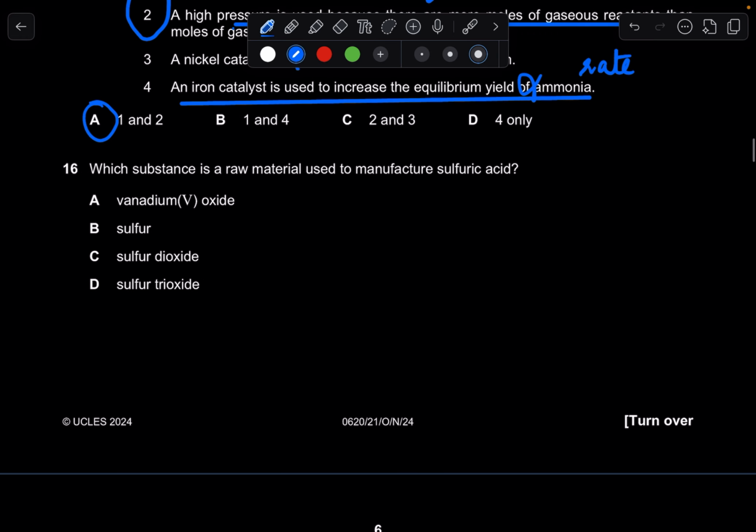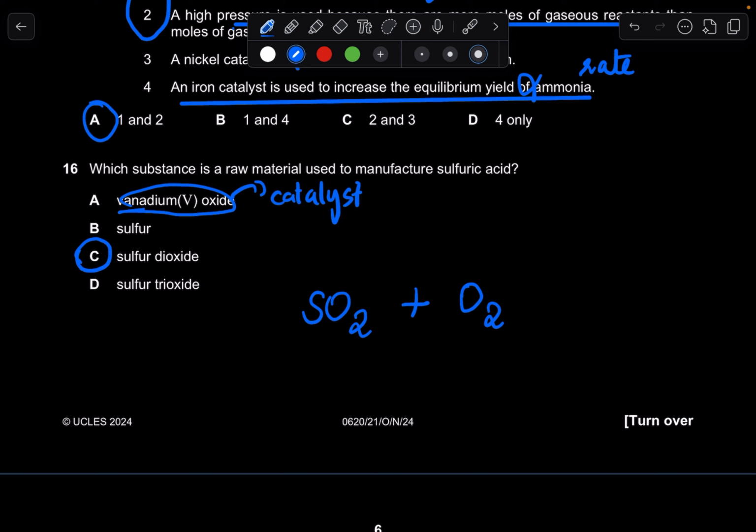Which substance is a raw material used in the manufacture of sulfuric acid? It has to be a raw material. This is not a raw material. This one right here is a catalyst, and you don't consider your catalyst as your raw material. So it has to be sulfur dioxide, because when you make sulfur dioxide react with oxygen, you produce sulfur trioxide.